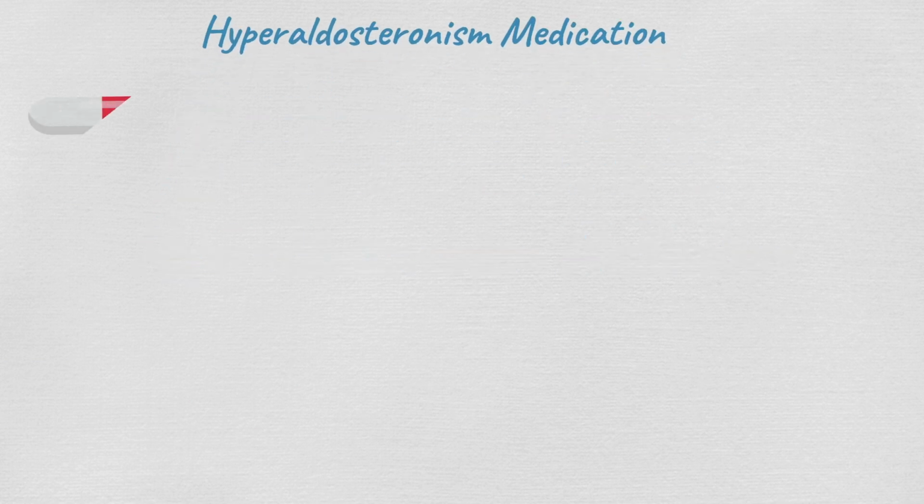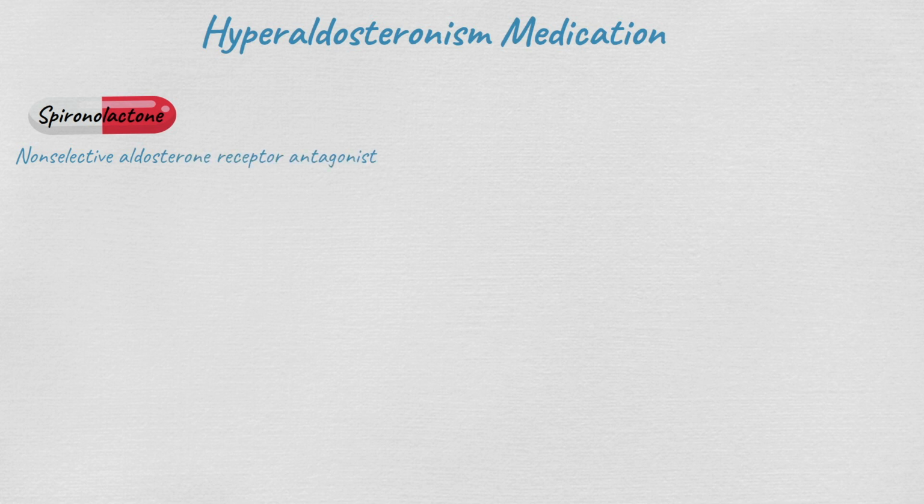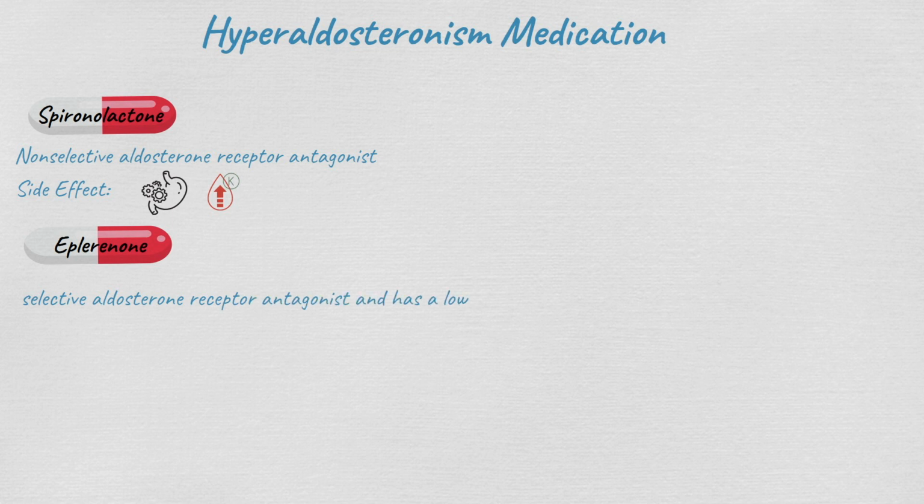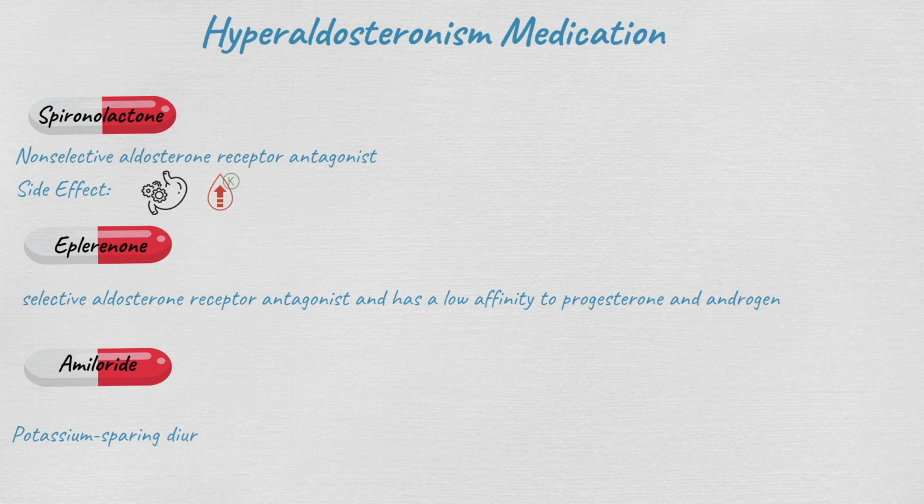Now for hyperaldosteronism, we need to lower the levels of aldosterone, so our treatment agents will be: first, spironolactone, which is a non-selective aldosterone receptor antagonist, and the side effects can be GI discomfort and hyperkalemia. Second, we have eplerenone, which is a selective aldosterone receptor antagonist and has a low affinity to progesterone and androgen receptors, so the associated side effects will not be present here. Third, we have amiloride, which is a potassium-sparing diuretic, but it's less effective than previous agents, so it can be used as adjunctive therapy.